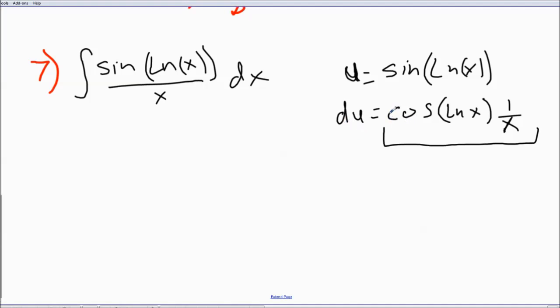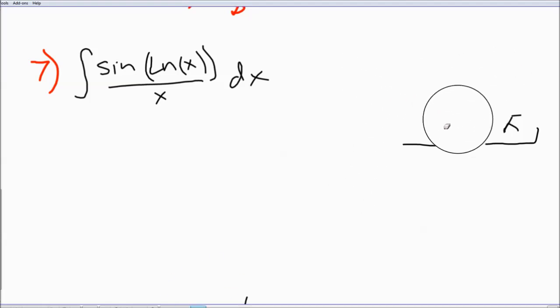Now, if there's not enough information in the du, that's okay. I'm going to teach you how to deal with that in a few minutes. But if you have too much information, there's something wrong, and you're not going to be able to fix that. So what we need to do is actually go back and pick a different value for u instead.